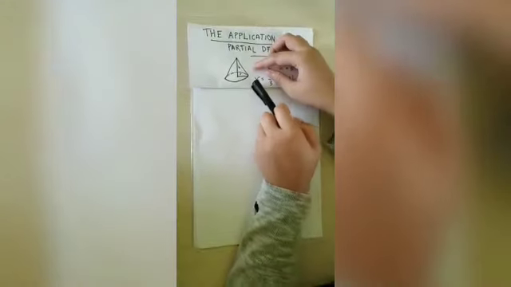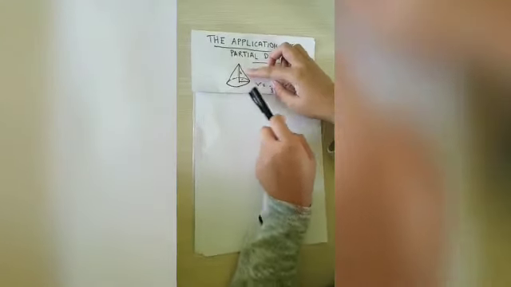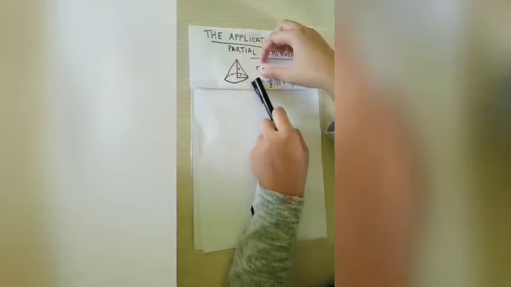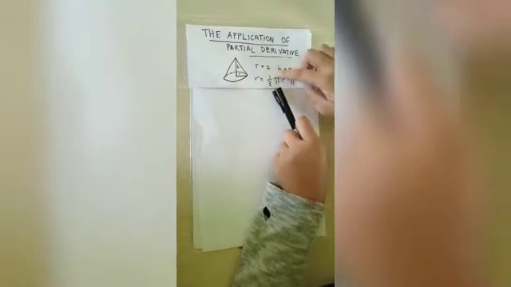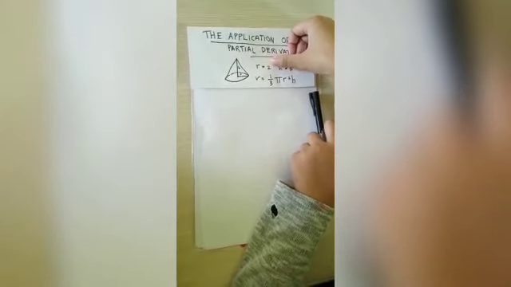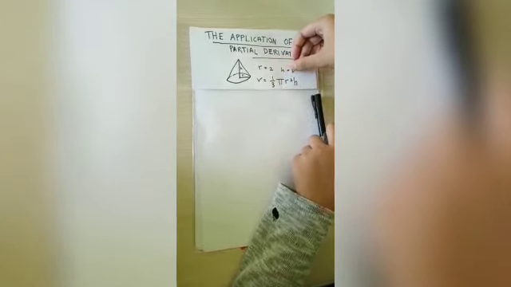Today, I would like to show you how to solve the application of partial derivative for the volume of a coin. Okay, this is figure 1, the coin. The coin has height and radius. The formula of volume is 1 over 3 pi r squared h, and the value of radius is 2 and the value of h is 5.